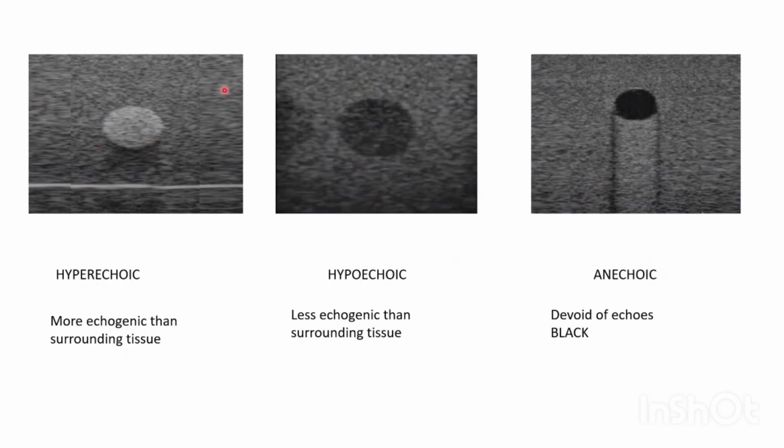Hyperechoic means that if the surrounding tissue is brighter than this structure, we can say it is hyperechoic. That is, it's more echogenic than the surrounding tissue. If it is less echogenic, it will appear darker than the surrounding; it is hypoechoic. And if it is devoid of any echoes, it will appear totally black, and that is anechoic. That is, there is no echo happening there.